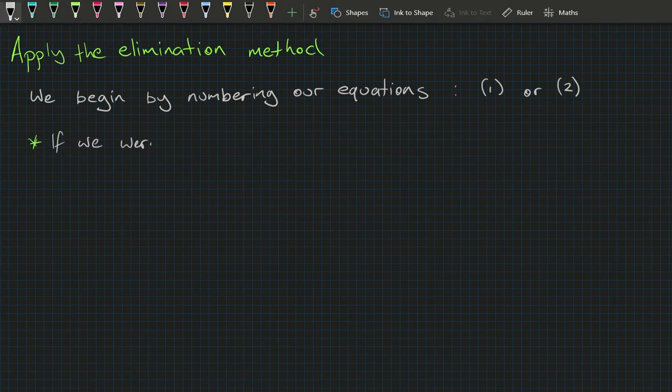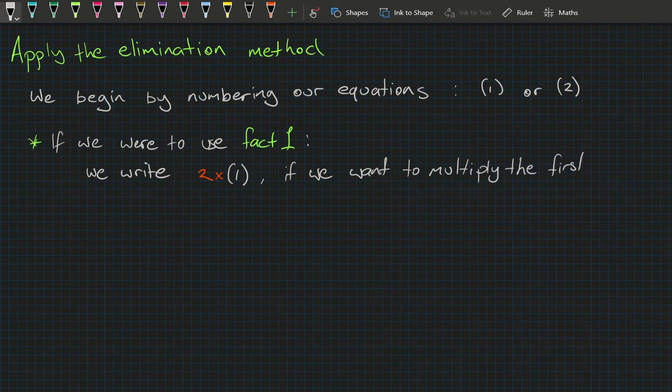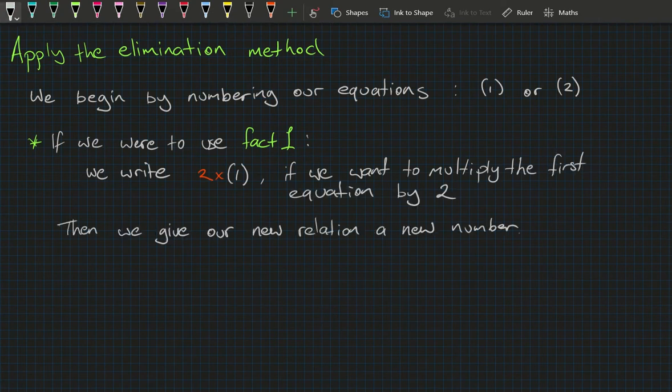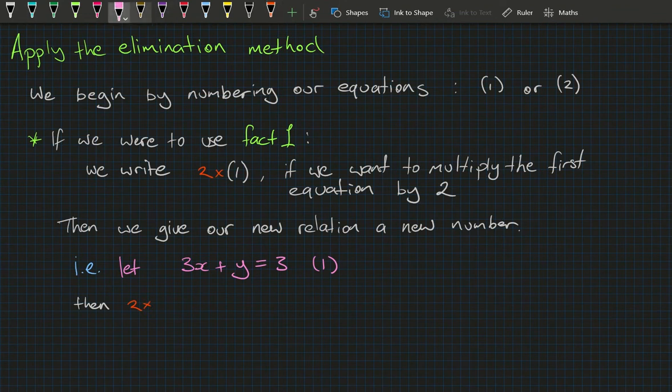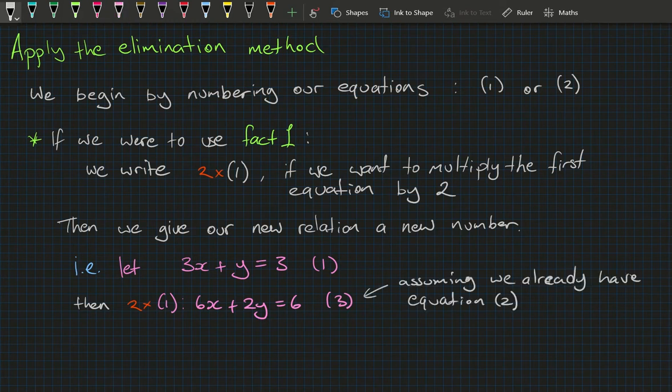Then if we were to use fact 1, we would write 2 times equation 1 if we wanted to multiply the first equation by 2. Then we give our new relation a new number. In other words, if I let our first equation be 3x plus y equals 3, then 2 times 1 would be 6x plus 2y equals 6, which we then might name 3, assuming we've already got an equation named 2.